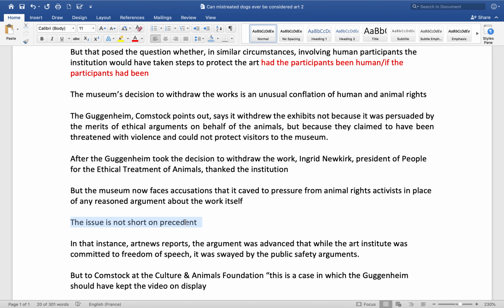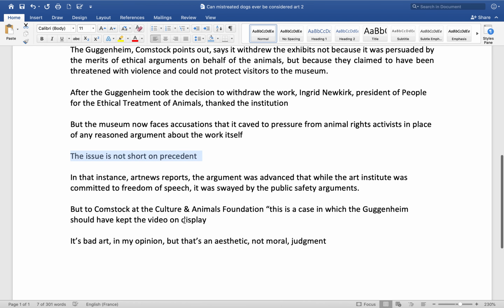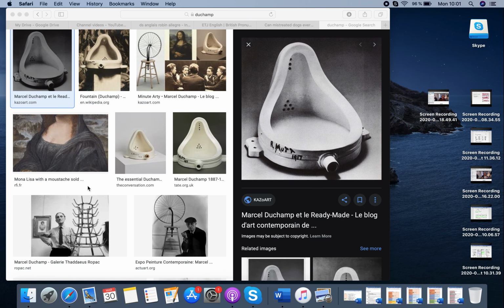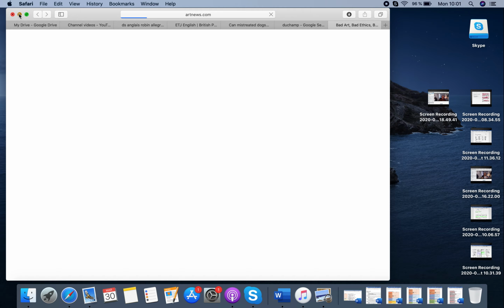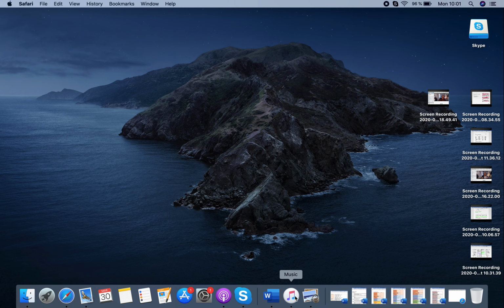Now, I just used this one in the next paragraph. The issue is not short on precedent, so we know that this has happened before. It's not the first time that such a thing has happened, that an exhibition has been the object of controversies and criticized for offending people. So we will probably be explained or given another example. I don't want to get into the details of this. I just know that there are other examples. Next paragraph. There you go.